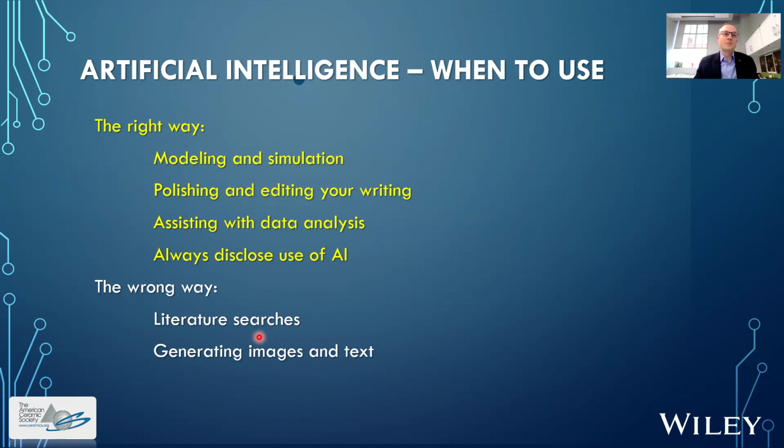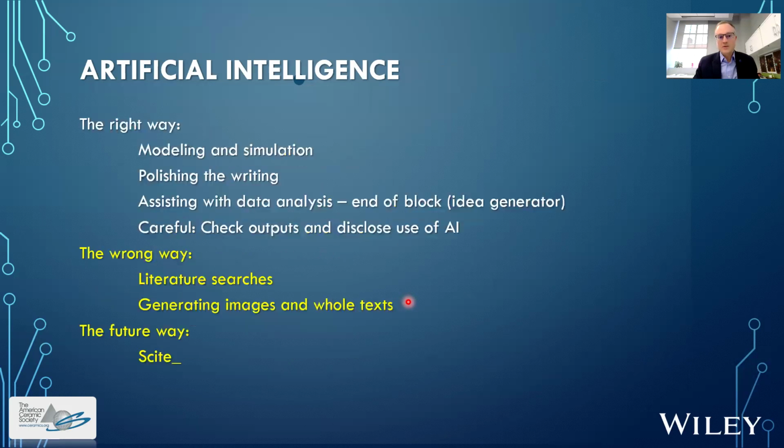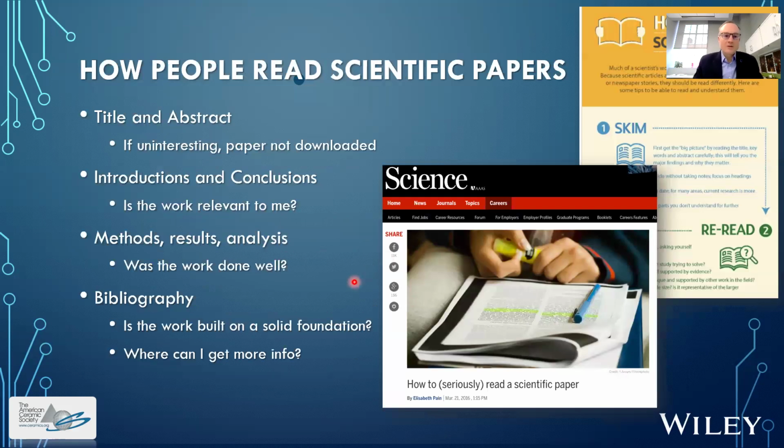If you're thinking of submitting to a journal where AI generated text is allowed, I would strongly consider submitting elsewhere, because that is an indication of either the low quality of those journals or lower ethical standards. So let us move ahead now to how people read scientific papers.